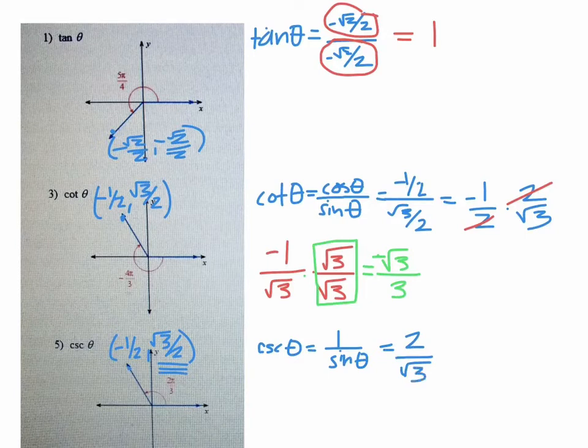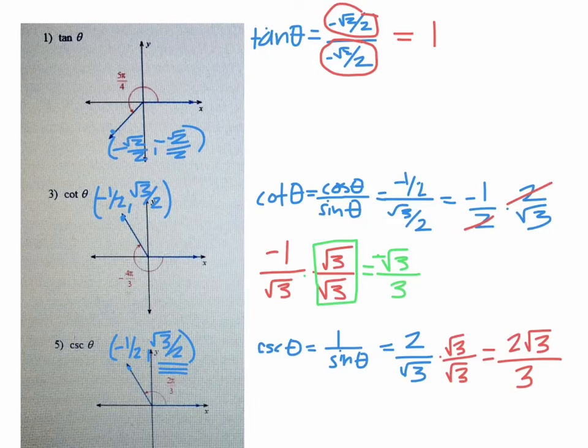You just reciprocate it. And then again, I end up with the same problem as in number 3, where I have a square root in the denominator. So I'm going to multiply by √3 over √3, and I get 2√3 over 3. Okay, so that was 1, 3, and 5.